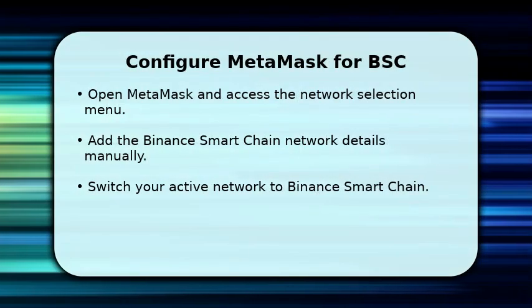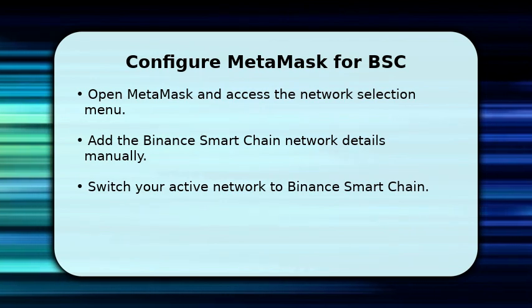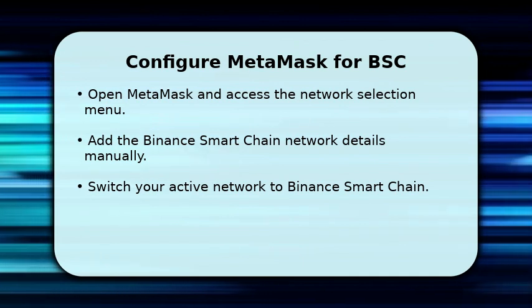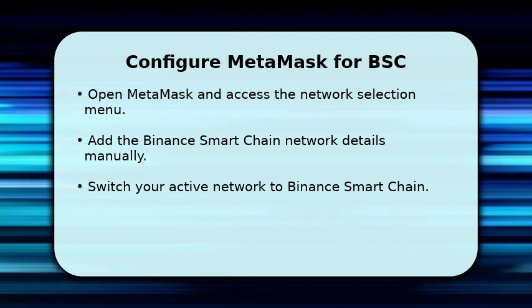Next, we need to configure MetaMask for the Binance Smart Chain. Open your MetaMask app and tap the menu icon, then navigate to Settings and Networks. You will need to add a new custom network. Input the specific details for the Binance Smart Chain, including the RPC URL and chain ID. Once added, select this new network to make it your active chain within MetaMask.